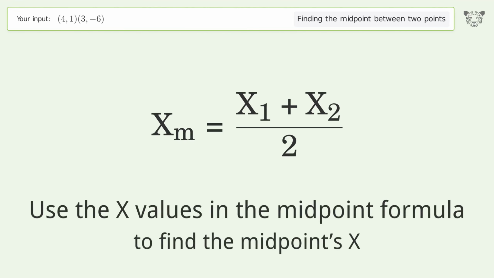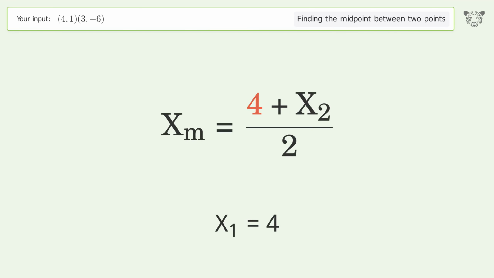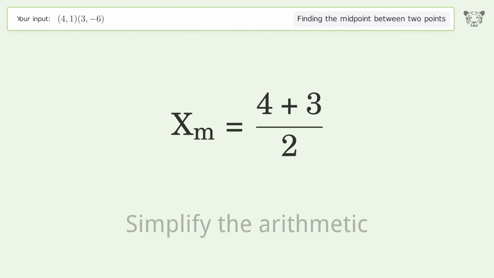Use the x values in the midpoint formula to find the midpoint's x. x1 equals 4. x2 equals 3. Simplify the arithmetic.